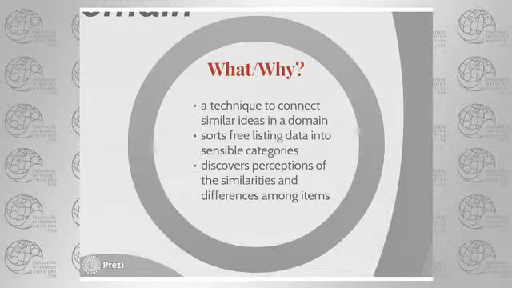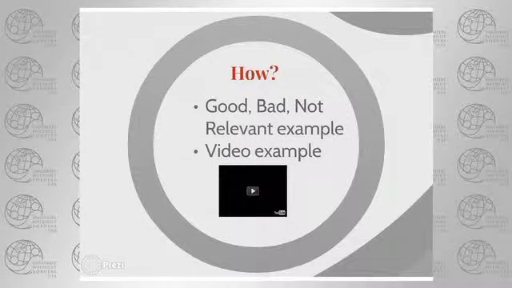And then discover perceptions and similarities among different items. This is the same idea. You can also do it a way where you have already identified in your question different categories that already pile sort during your free listing activity. So like I said already, the good, bad, and not relevant example.